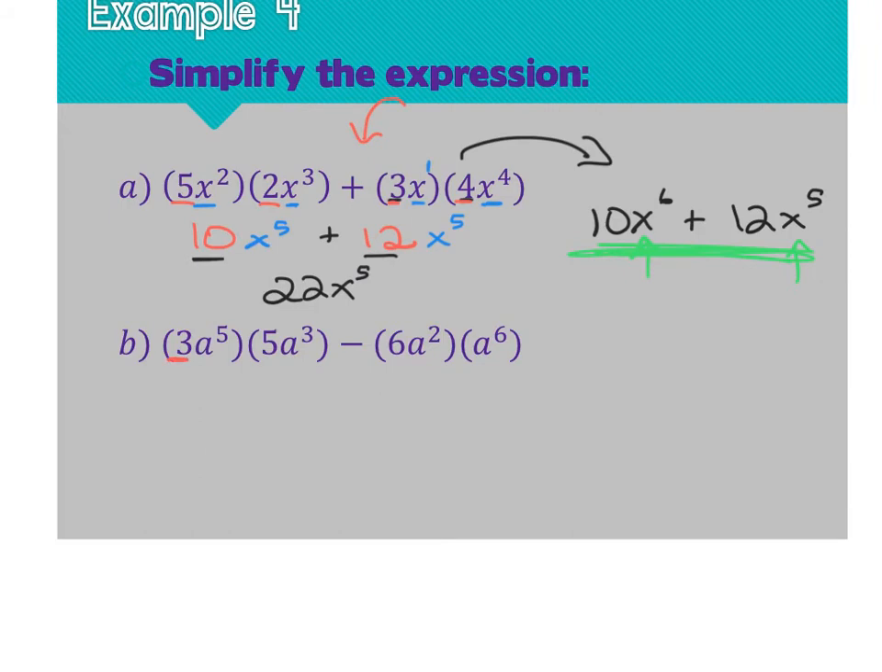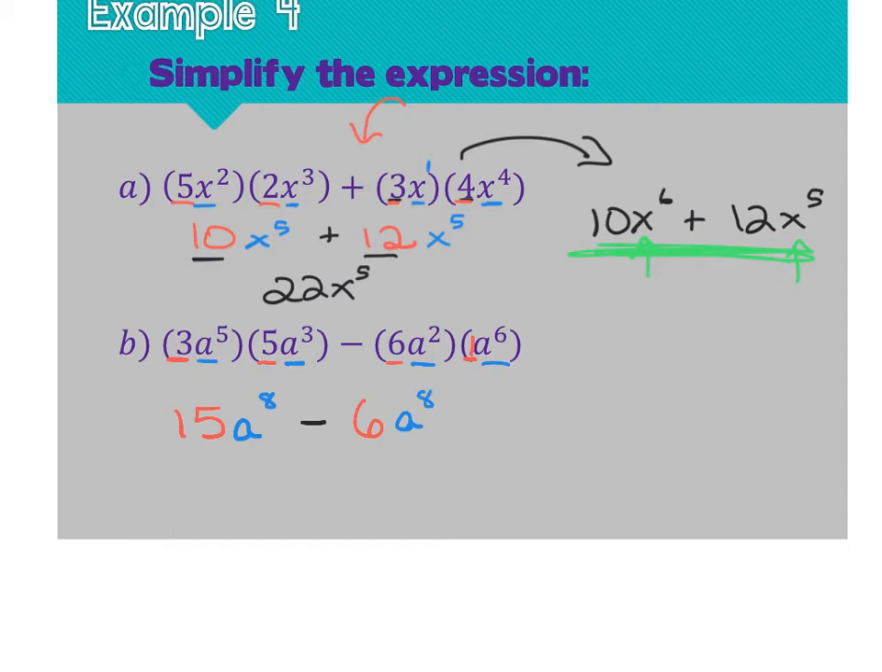Again, I'm going to multiply the coefficients. 3 times 5 is 15. And then I'm going to go back, and when I multiply those two variables that have the same base, a becomes a to the eighth. Then over here, again, multiply the coefficients. This you can assume it's a 1, so it becomes 6. And then go back and add your exponents on the letter A.